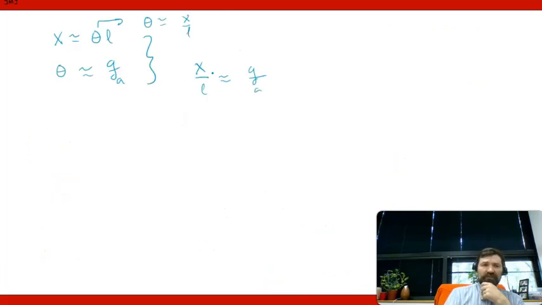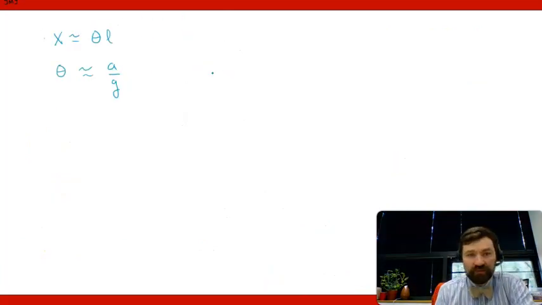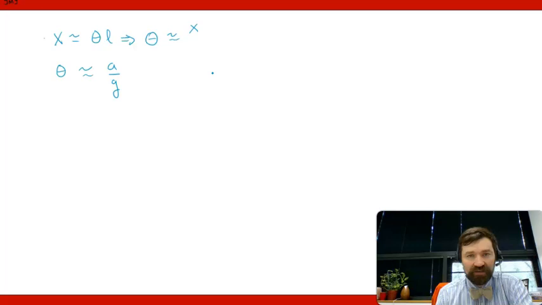So we combine these equations. All right, so we have two approximations for theta. This top one really could say theta is approximately x over L. The bottom one says that theta is approximately a over g. If you combine those two things together, you get x over L is approximately a over g.